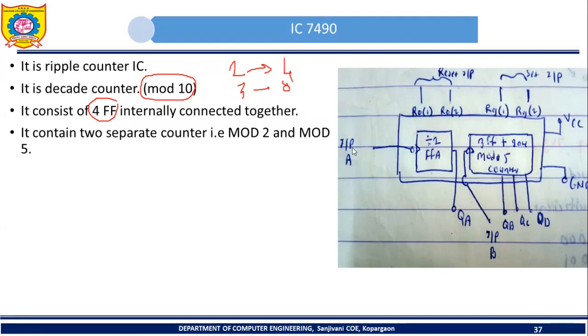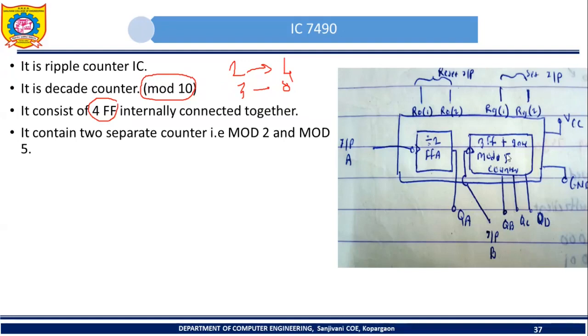So the input to mod 2 is this input A. By using this input you can provide the clock pulse which is required for this mod 2 counter, and this mod 2 counter has one output, that is QA. Similarly, this is the mod 5 counter. So what is the input to a counter? Clock pulse. What does a counter count? Clock pulses. So this mod 5 counter will also require some input through which we can provide the clock pulse to that counter. So here we have one input, labeled as input B. By using this input B you can provide the clock pulse which is required for the mod 5 counter.